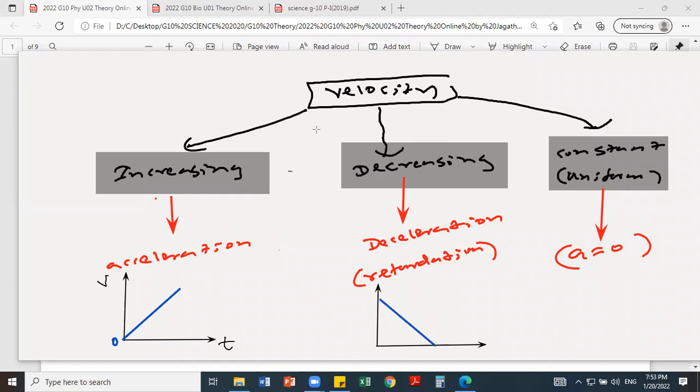Velocity on the y-axis, time on the x-axis. Now what happened? Velocity starts from say 100, and at the end it becomes 0, after about 10 seconds. Velocity goes from 100 to 60 to 50, and finally it becomes 0. It's decreasing. First one, acceleration. This is deceleration, that means negative acceleration.